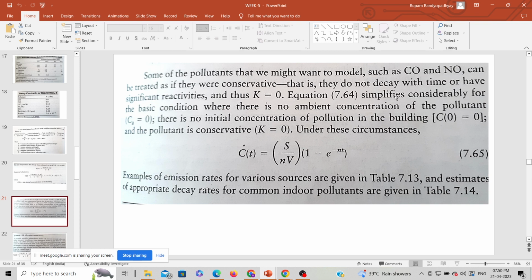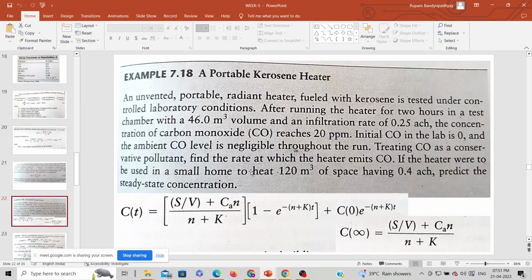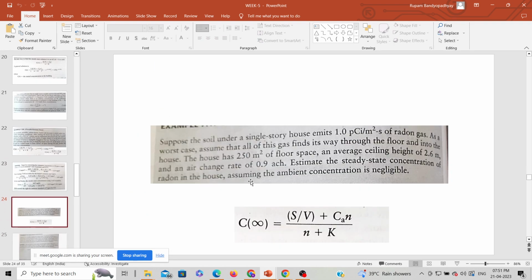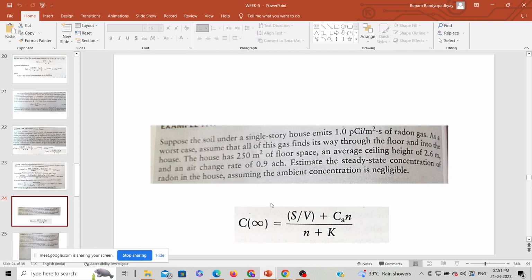Some pollutants, such as CO and NO, are conservative and generally do not decay, so the K value is zero for them. In that case, this equation will help you calculate the concentration of those pollutants. The numericals were already discussed, so you can go through them. These are also available in the drive link that is already shared, so you can see this.